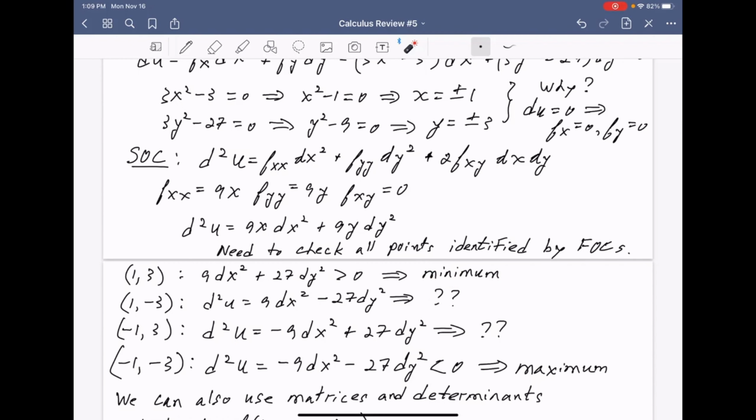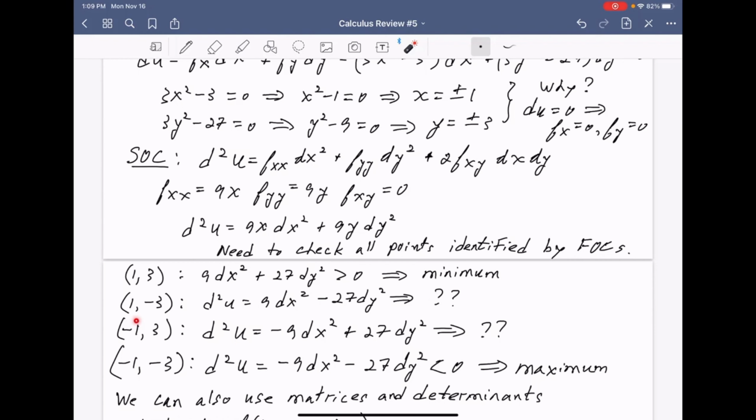Then we look at 1, minus 3 and we get 9 dx squared minus 27 dy squared. And we don't know whether or not it's greater than or equal to 0. It's going to depend on where we are. So it's a big question mark. We cannot say that it's either a maximum or a minimum or even a saddle point.